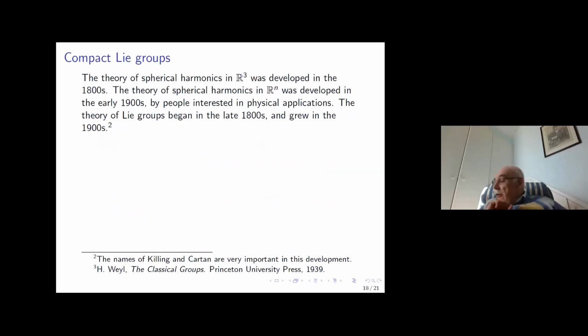So now I'm just going to summarize very quickly a generalization of this that is mostly due to Hermann Weyl. So the theory of spherical harmonics in 3 dimensions was developed in the 1800s. This has names of people like Legendre and Laplace and so on associated with it. But there was a theory of spherical harmonics in higher dimension that was developed by people interested in physics, and that was in the early 1900s. On the other hand, the theory of Lie groups began in the late 1800s and grew a lot in the 1900s.